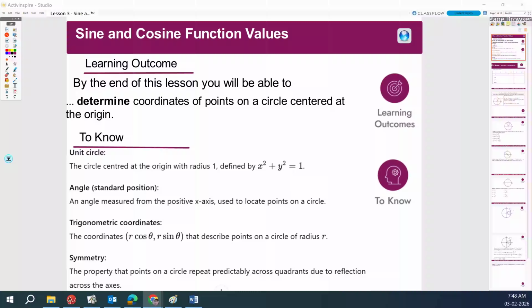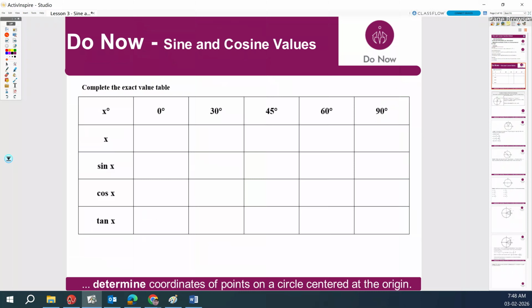Okay, so today we're going to be looking at sine and cosine values, a bit of a review from last class, looking at the key ideas we're working with. So, take a minute or two to pause the video, copy down the table, fill in the values for the exact value table.